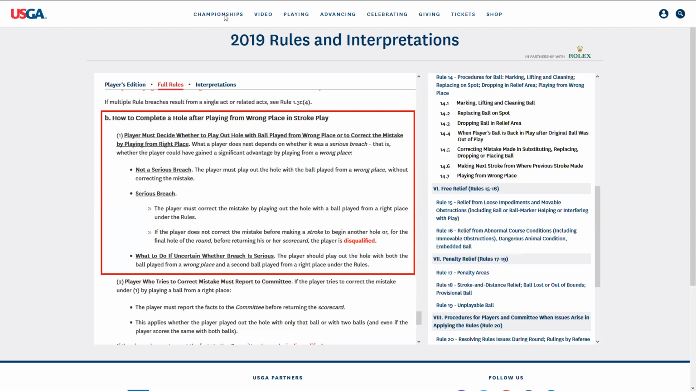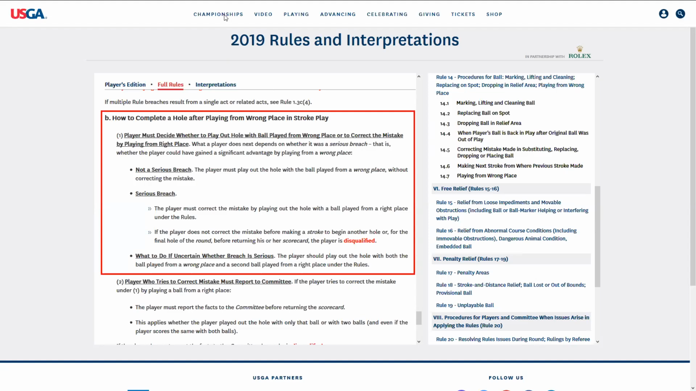All right, so let's talk about serious breach. The player must correct the mistake by playing out the hole with a ball played from the right place. If the player does not correct the mistake before making a stroke to begin another hole, or for the final hole of the round before returning his or her scorecard, the player is disqualified. So this is now the 4th must correct we've had under the rules. All right, bonus time. What are the first 3?